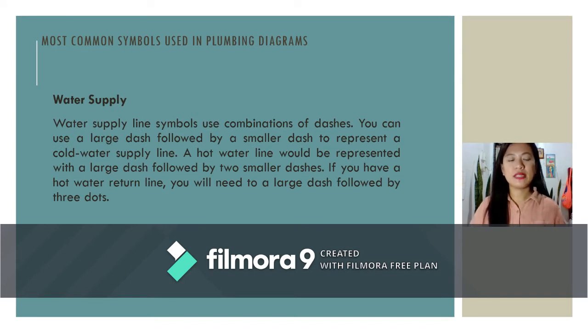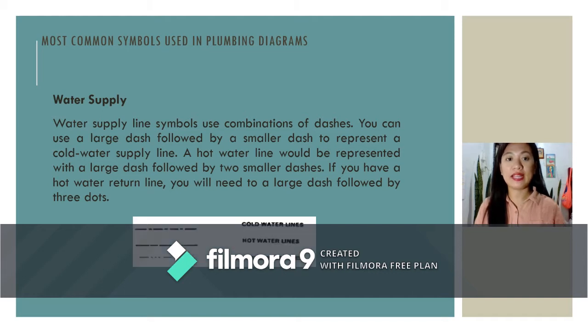Another of the most common symbols used in plumbing diagrams are the water supply lines. Water supply line symbols use combinations of dashes. You can use a large dash followed by a smaller dash to represent a cold water supply line. A hot water line would be represented with a large dash followed by two smaller dashes. And if you have a hot water return line, you will need a large dash followed by three dots.